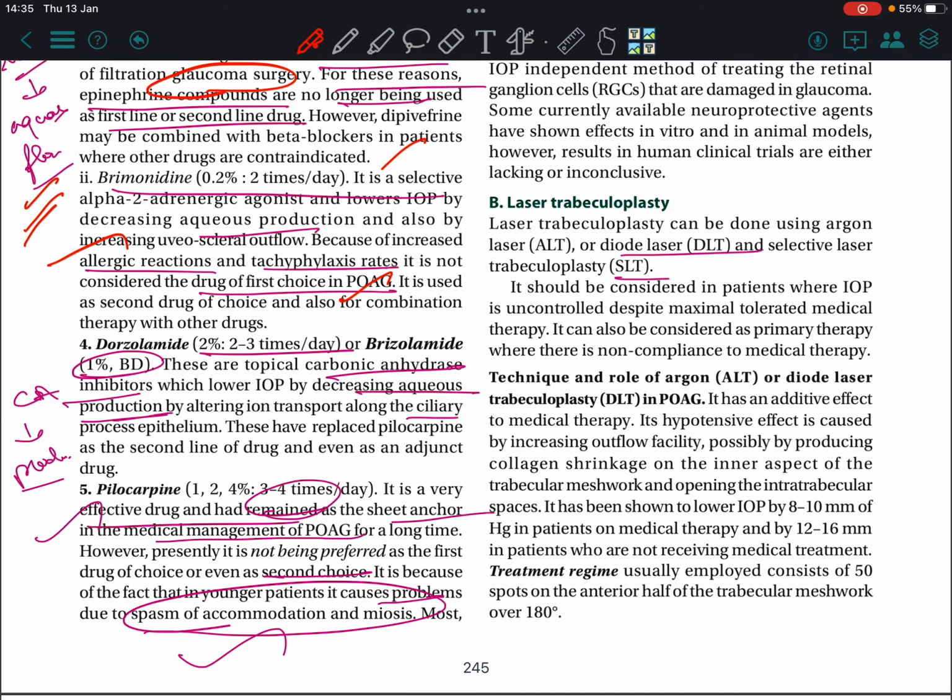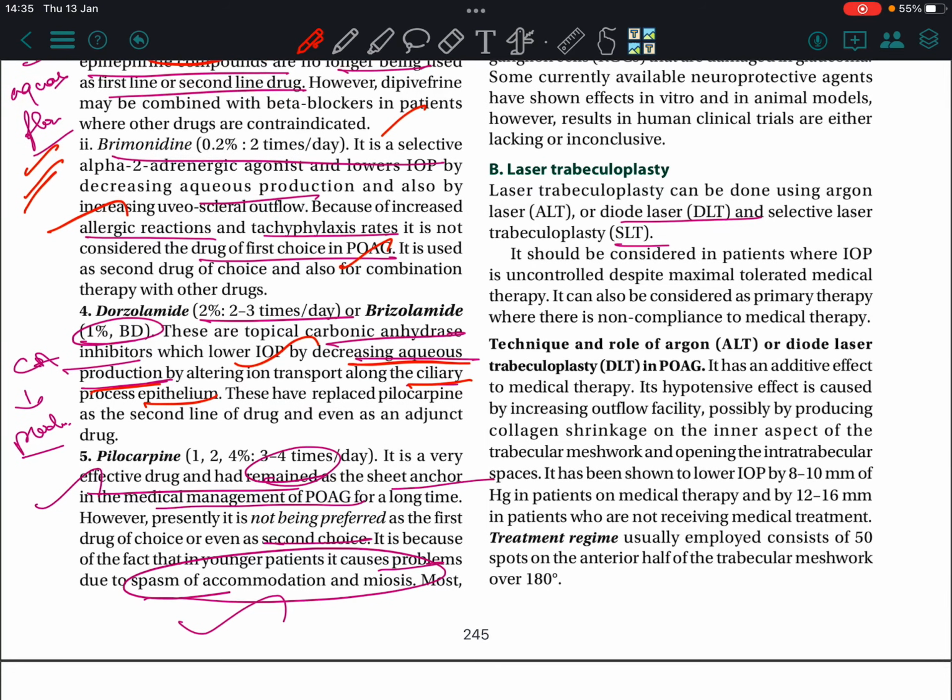In POAG, dorzolamide or brinzolamide are topical carbonic anhydrase inhibitors which lower IOP by decreasing aqueous production by altering ion transfer along the ciliary process epithelium. These have replaced pilocarpine as the second line drug and even as an adjunct drug.